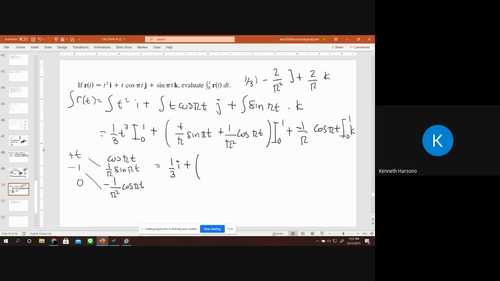Sine pi times 0, sine 0 is 0, so this becomes 0, plus cos 1 minus 1 over pi squared, minus 1 over pi squared. Cos 0 is 1, right? So minus j plus 1 over pi minus 1 over pi.